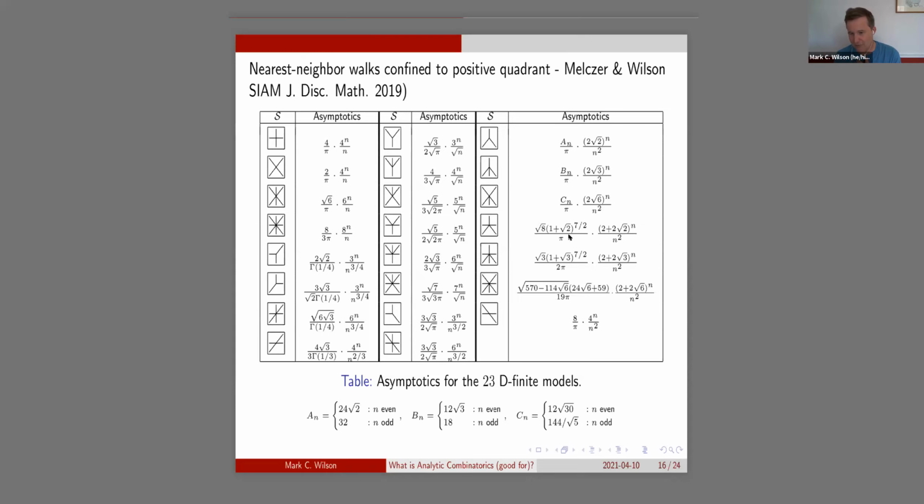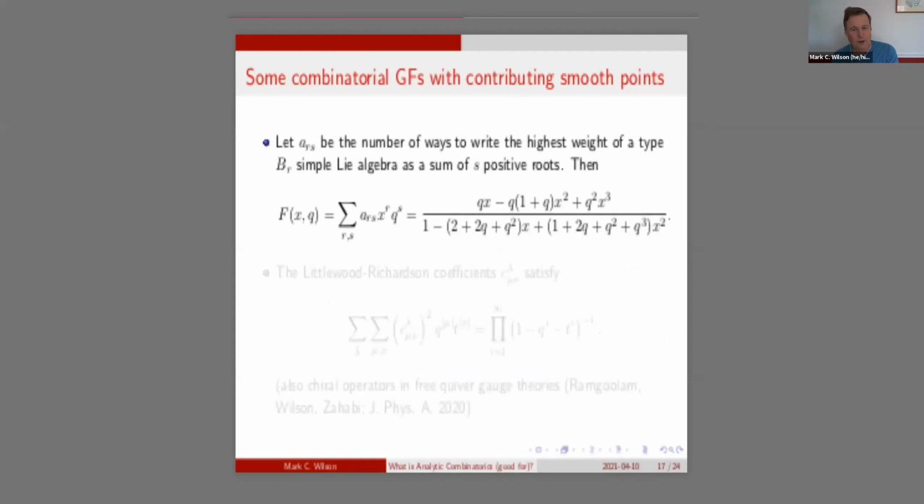And you can see, if you want to get precise asymptotics, there are some pretty fine details of algebraic numbers in that right-hand column, and then you also have periodicity there at the bottom. So you have to be pretty precise.